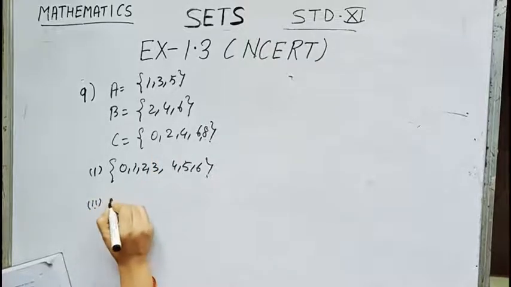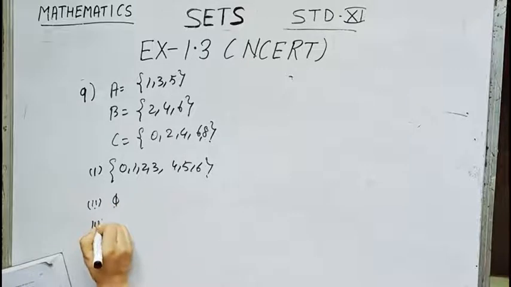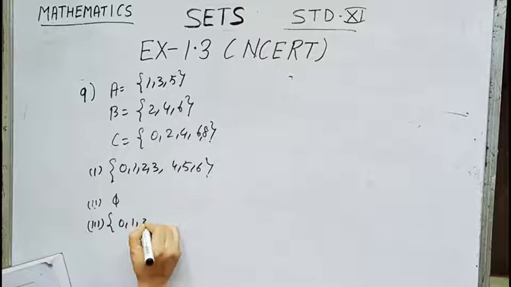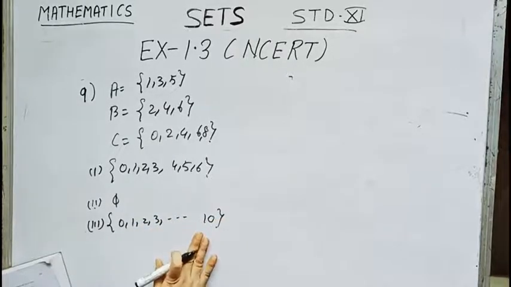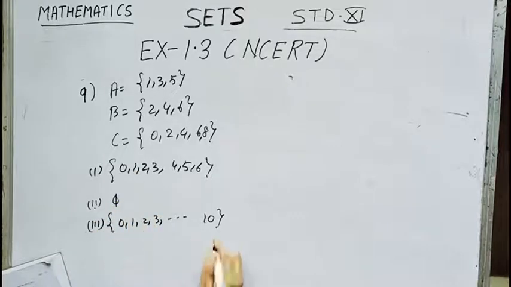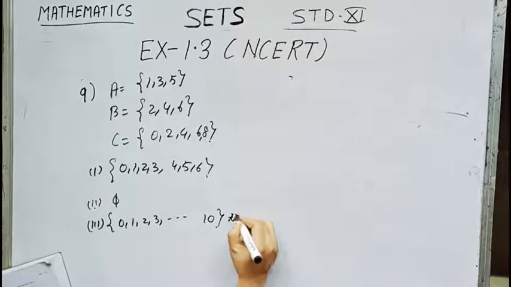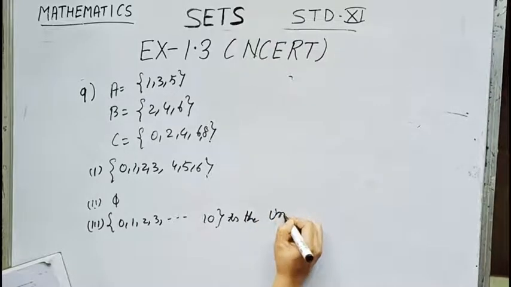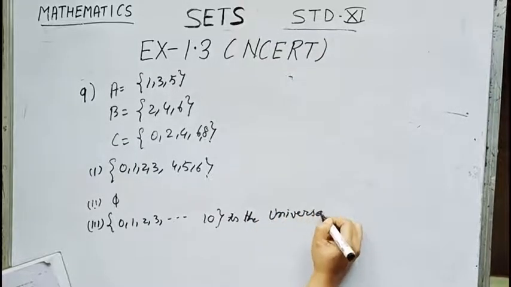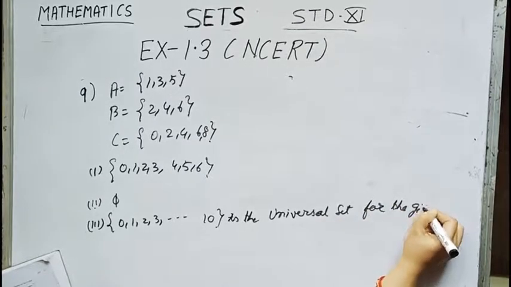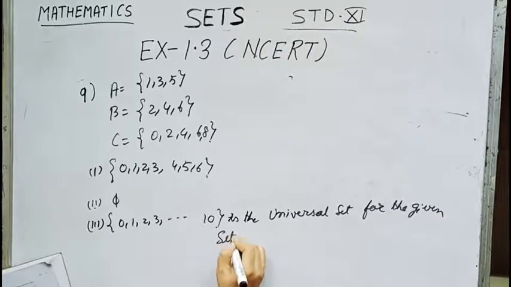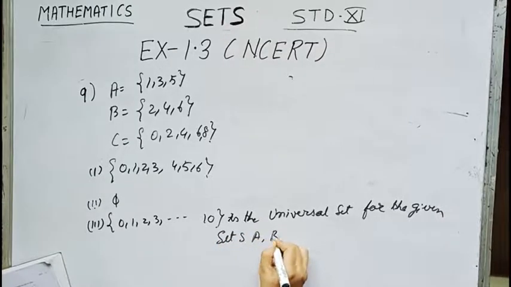Number 2, 5. Obviously 5 does not contain any element, so this cannot be the universal set for any. Now 0, 1, 2, 3 up to 10. Obviously this contains all the elements of A, B and C, so this can be the universal set for the given sets A, B and C.